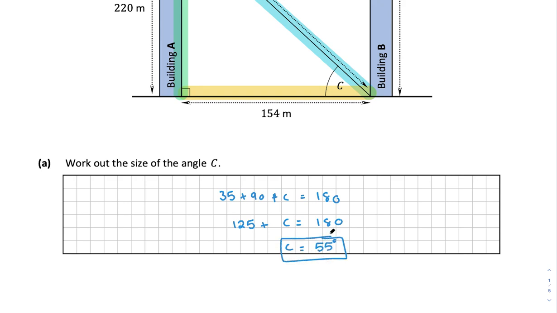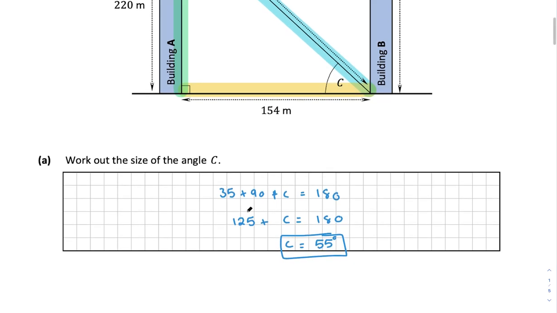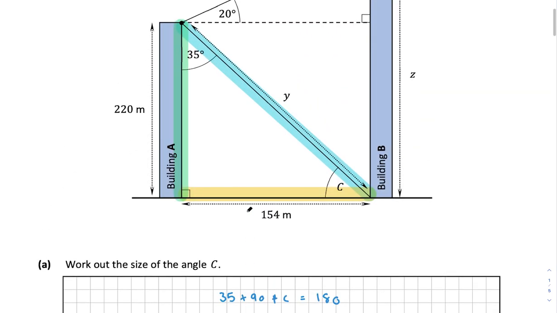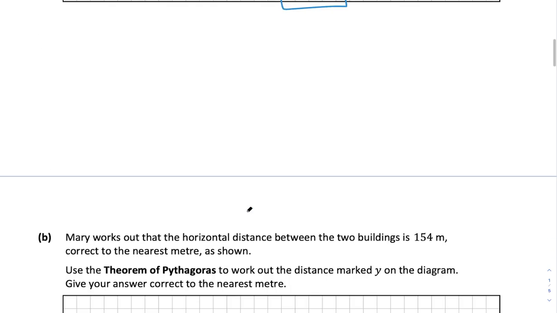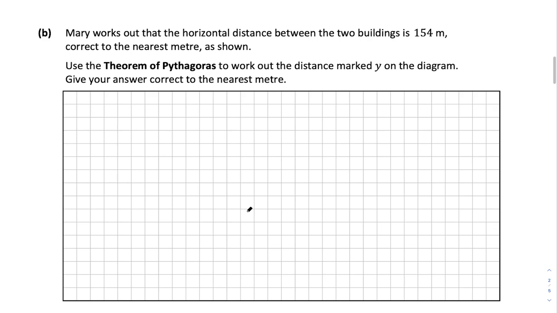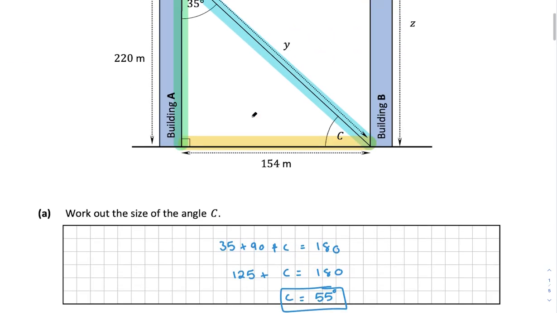Look at how much nicer, neater and more straightforward that was. Rather than pulling out a sine or a cos or our tan. Much nicer, no decimals, no rounding, straightforward, 55 degrees. The next one then, Mary works out that the horizontal distance between the two buildings is 154, correct to the nearest metre as shown. So that's it in the diagram we had up there.